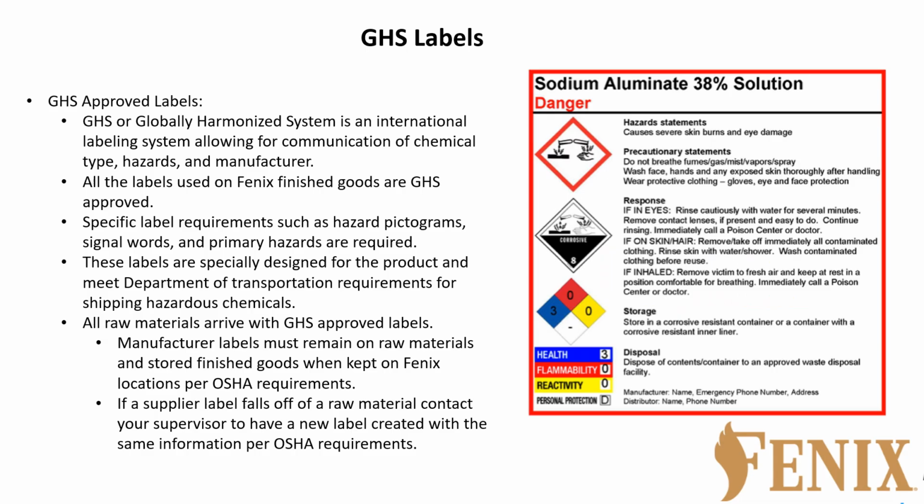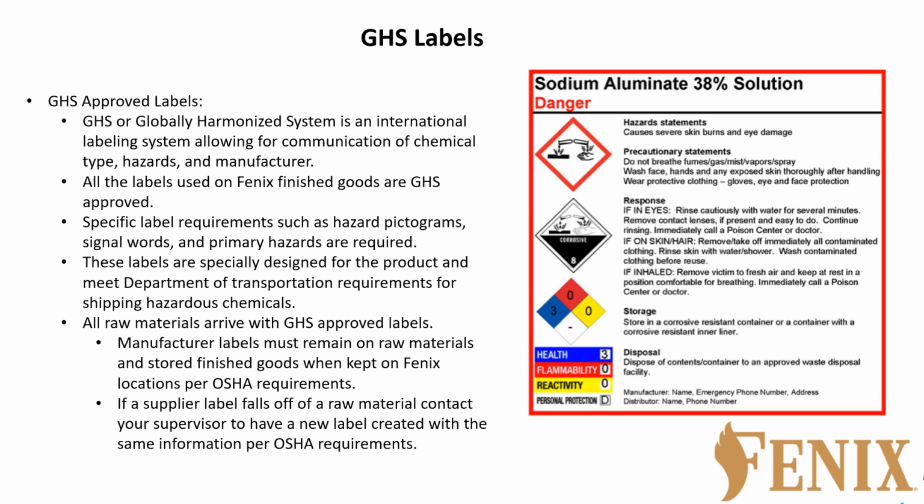GHS approved labels. GHS, or Globally Harmonized System, is an international labeling system allowing for communication of chemical type, hazards, and manufacturer. All the labels used on Fenix finished goods are GHS approved. Specific label requirements such as hazard pictograms, signal words, and primary hazards are required. These labels are specially designed for the product and meet Department of Transportation requirements for shipping hazardous chemicals.